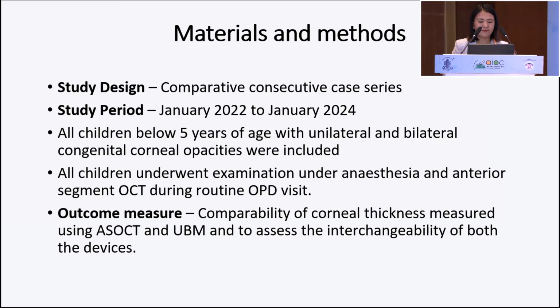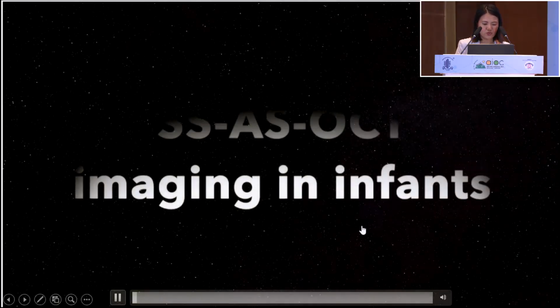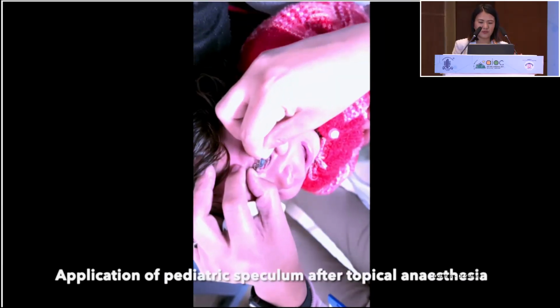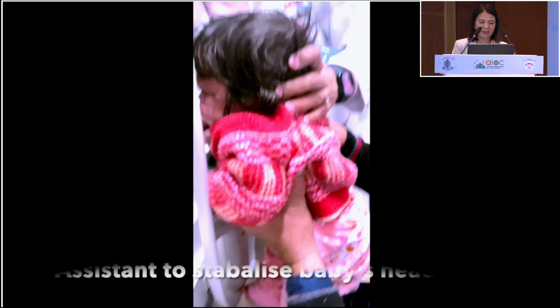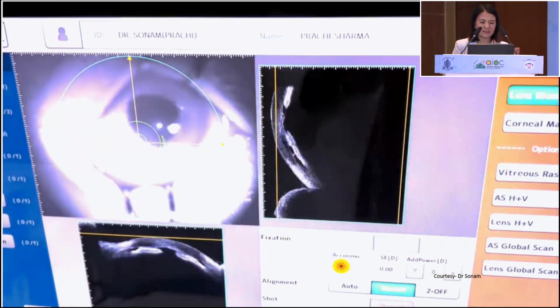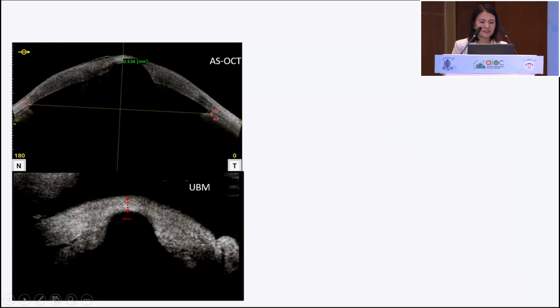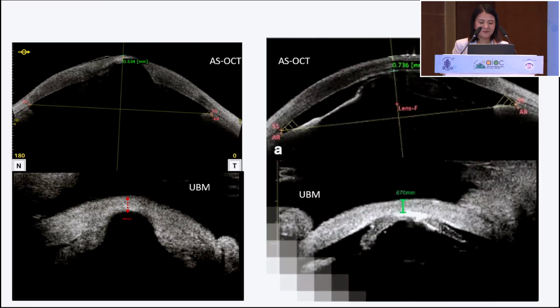Mainly we studied the pachymetry. Here is a small video to show how we did the swept-source OCT in children after proparacaine instillation. The flying baby technique was used to stabilize the head and the neck of the patient. Because it does not require any fixation, incidental fixation is fine, so we got the images. To measure pachymetry, we took the scleral spur to scleral spur distance, and the central corneal thickness was measured. AS-OCT has this technology inbuilt, but for UBM we overlap the images between the UBM and the OCT to get the central area, like in this image.